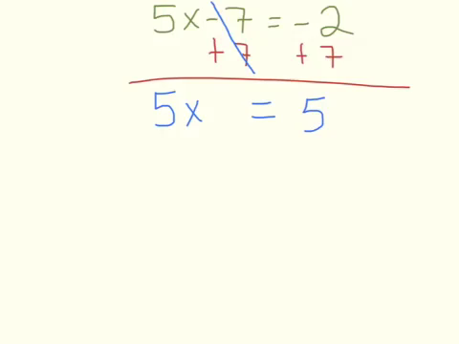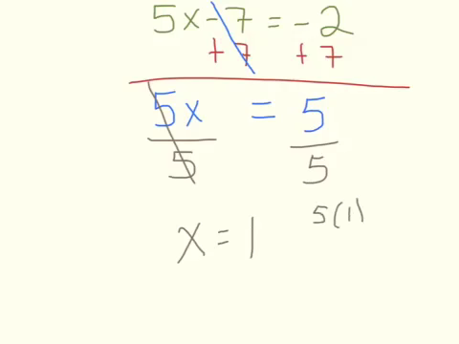So, we have 5x equals 5. I have 5 times x. To undo that, I'm going to divide by 5. Do it on the left means we have to do it on the right. This cancels. Bring down your x. 5 divided by 5 is 1. Okay? Double check your answer. You can plug it back in. So we have 5 times 1 minus 7 equals negative 2. 5 times 1 is 5. 5 minus 7 does equal negative 2, so that checks.